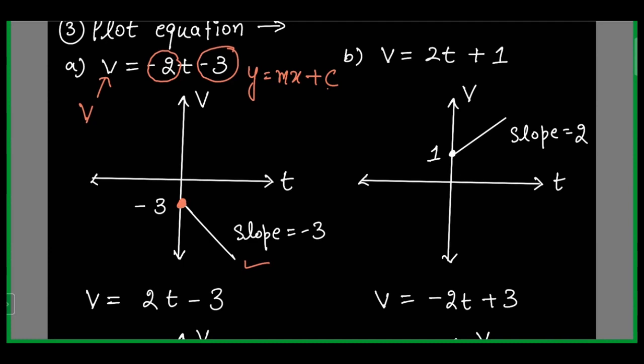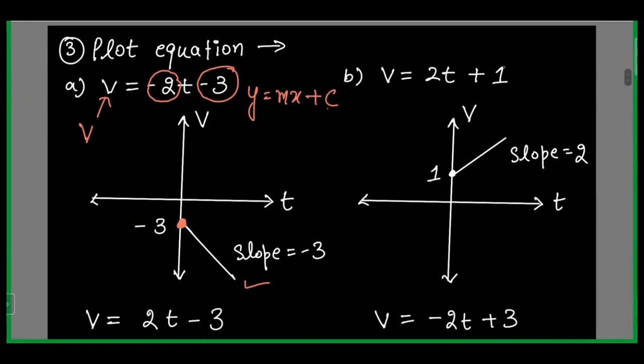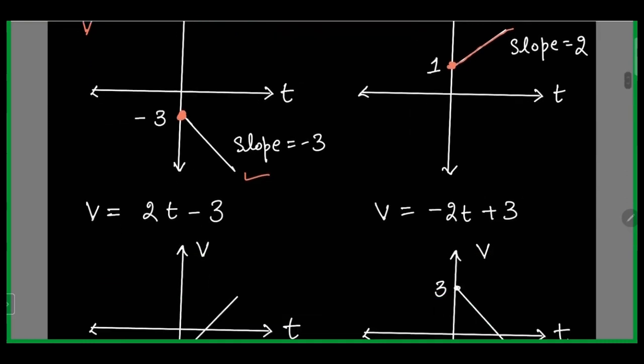Now let's practice this in the second example. Here you can see your y-intercept is 1, so I will start my graph from 1. My slope is also positive, so I will increase my graph. Starting from here, I will increase my graph, and you will get this curve. Very simple, very easy concept. Next, let's go to the next one.